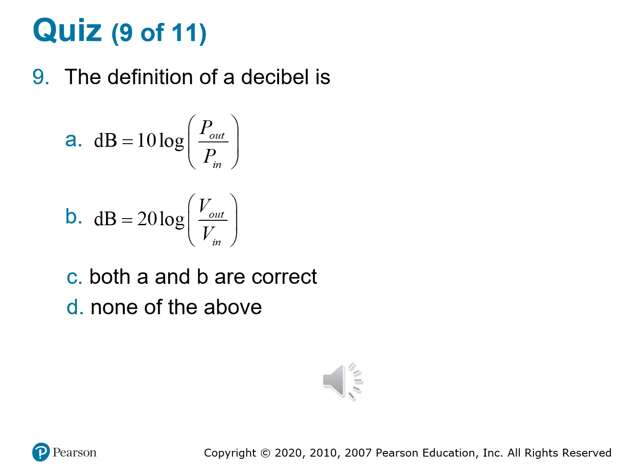Here's question number 9. Again, I'm not going to read all of these. The definition of a decibel is A, B, C, or D. Go ahead and pause the video. All right, you should return by now. The correct answer here for number 9 is C. Both A and B are correct.